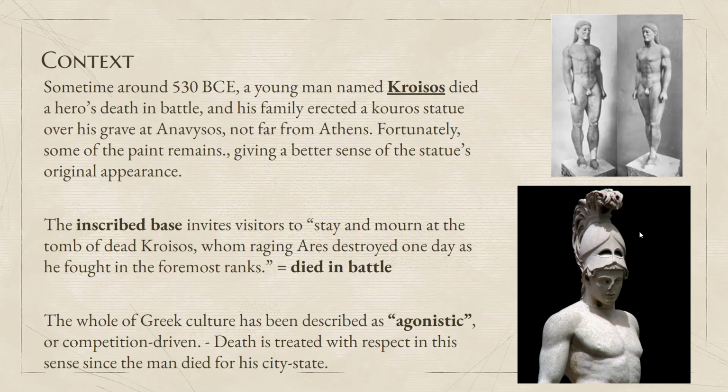In Greek, we see it say, and invites visitors to stay and mourn at the tomb of dead Croesus, whom raging Ares destroyed one day as he fought in the foremost ranks. That saying means that he died in battle. Ares is the god of war, and they're saying, come look, this man died for Anavisos, died for Athens, died for Greece. Be like him. Be good for the community. If you're gonna die a hero, fight the wars.